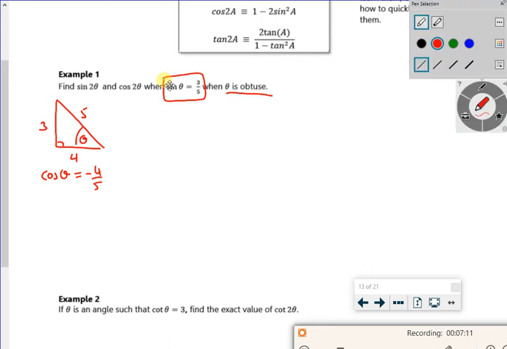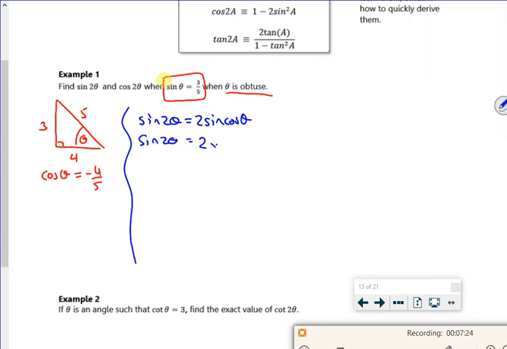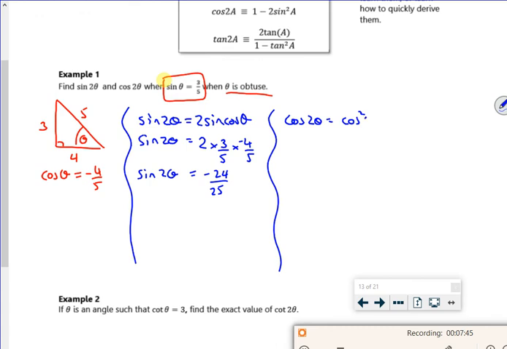Right, change colour. So we know that sine 2 theta is 2 sine theta cos theta. So sine 2 theta is 2 times 3/5 times minus 4/5. So sine 2 theta is minus 24 out of 25. Cos 2 theta is cos squared theta minus sine squared theta. So just be careful with the minuses being squared. So cos was minus 4/5 squared minus 3/5 squared. So 16 over 25, take away 9 over 25, gives me 7 over 25.